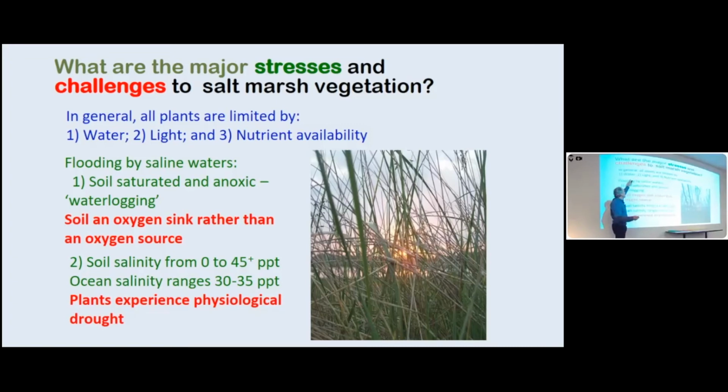If you give plants enough water, light, and nutrients, they'll grow wild. In these wetlands, we have tons of water, but it's salt water. So we have physiological drought because it's salty water. The plants can't drink it, just like we can't drink salt water. So they have to deal with getting the salt out of that salt water. And that's this part. But they're also flooded with this.